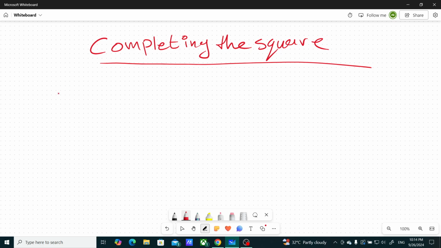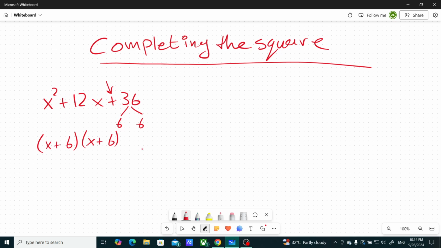Before I start showing you how to complete the square, there is one idea I would love to show you first. Let's say we have a quadratic function x squared plus 12x plus 36, and I want to factorize this. So this is positive. I will take two factors that will add up to 12. I will find that these factors are 6 and 6. So I will have x, x, 6, 6. They will both take the middle sign, so they will both become positive. Or I can rewrite it as x plus 6 squared.